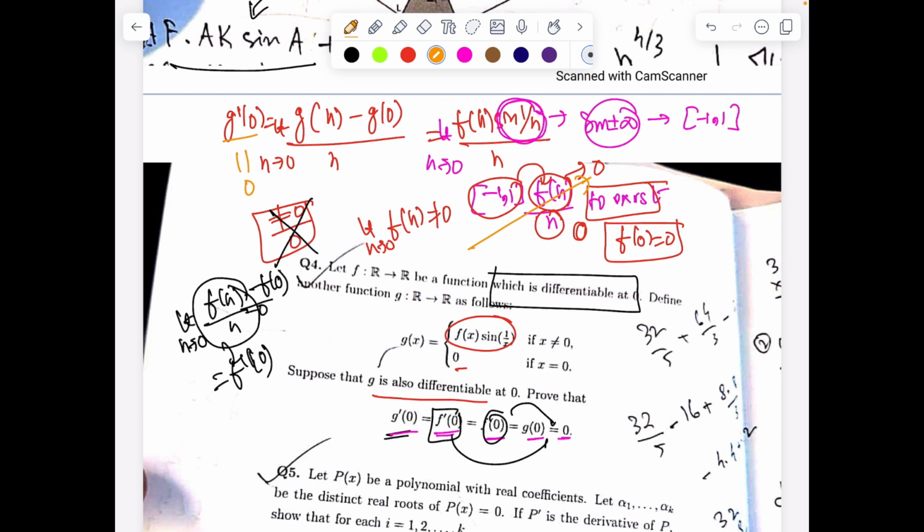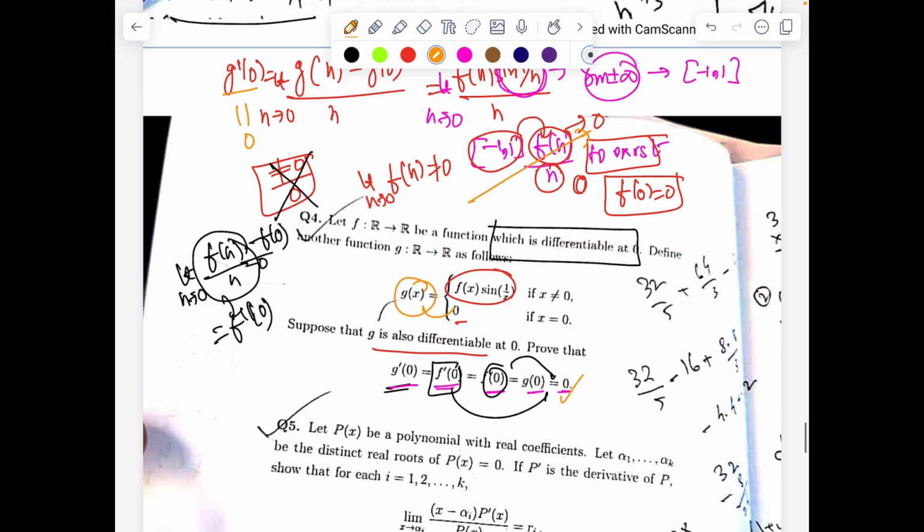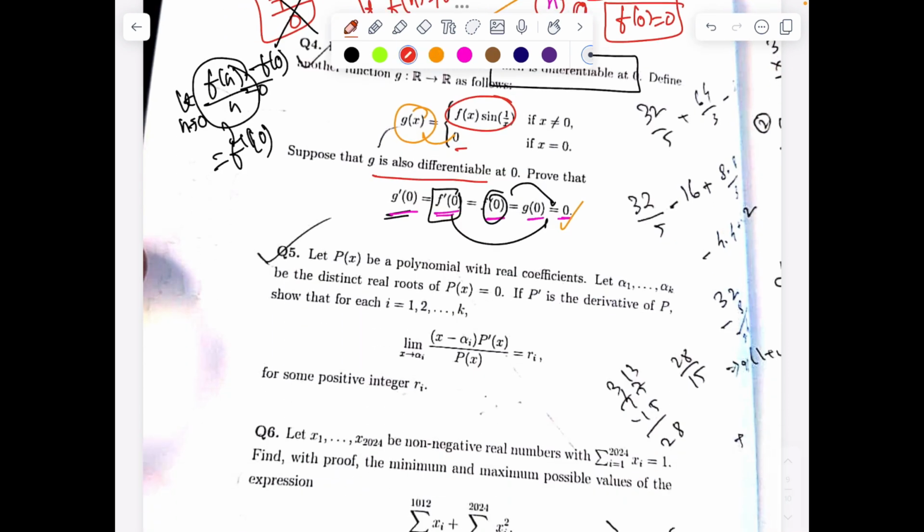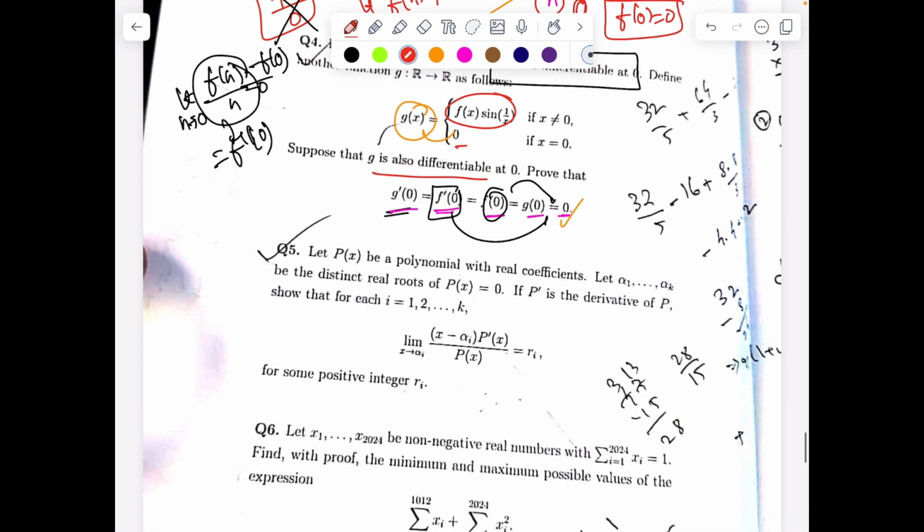And clearly g dash 0 to be 0, g of 0 is automatically there because from the functional definition. तो ये भी साधारण सा क्वेश्चन था बेसिक पे. Fifth question is also interesting and easy.